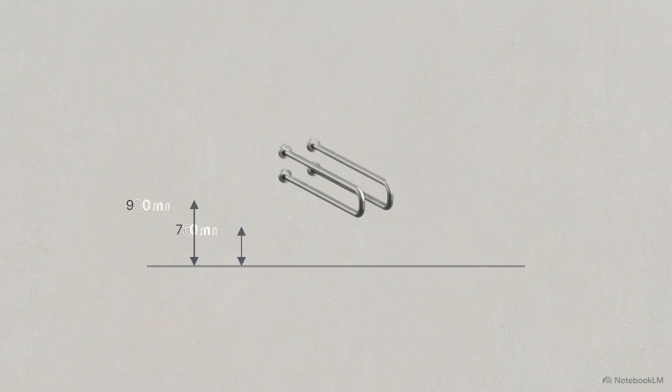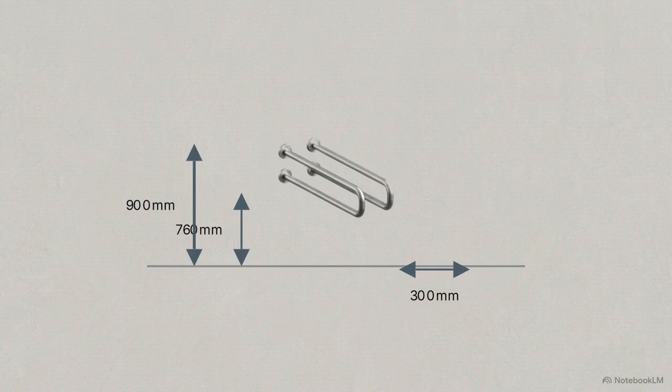Walls require dual-height handrails mounted between 760 and 900 millimeters. For safety and orientation, these rails extend at least 300 millimeters past the end of any hazard or ramp. Circulation continues into the classroom, where entryways must provide a minimum clear opening of 900 millimeters.